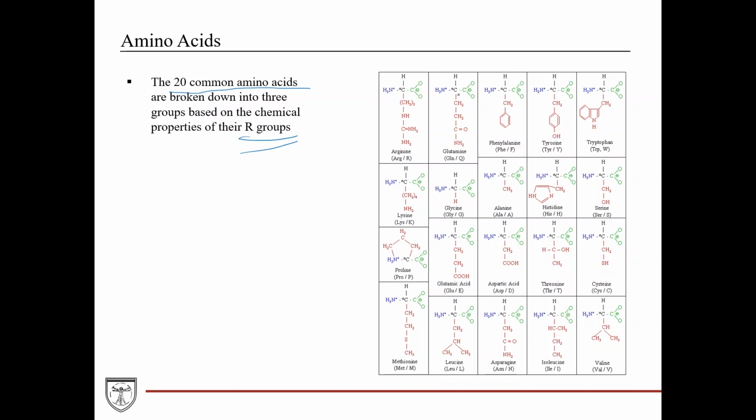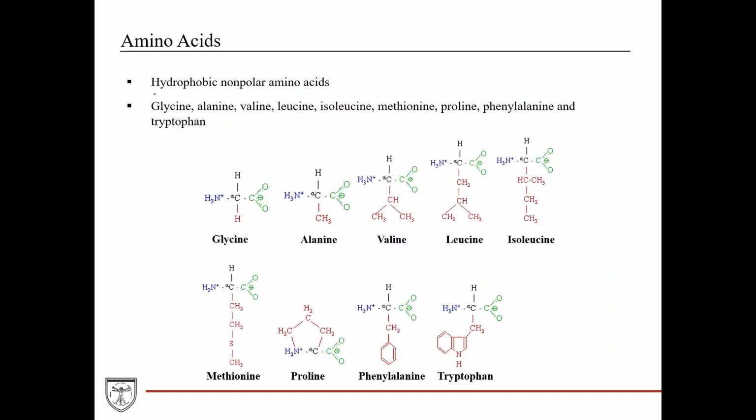And you can see here, they all have the same core structure, but then they have these unique R groups, which are shown in red. And these are what make each amino acid unique. So the first group, hydrophobic nonpolar amino acids, it makes sense. If they're nonpolar, they're more than likely going to be hydrophobic because water is polar. If you look at the structures here, they're mostly comprised of hydrocarbons. They're not charged. They're not able to form hydrogen bonds. So it makes sense that they're nonpolar and thus hydrophobic.